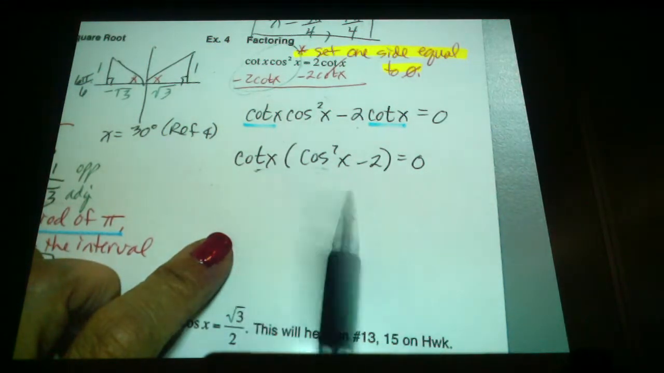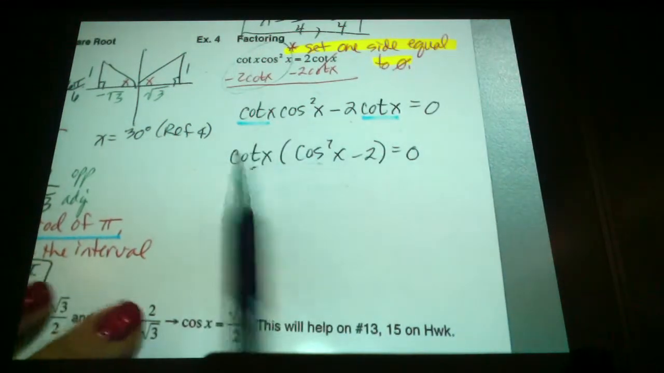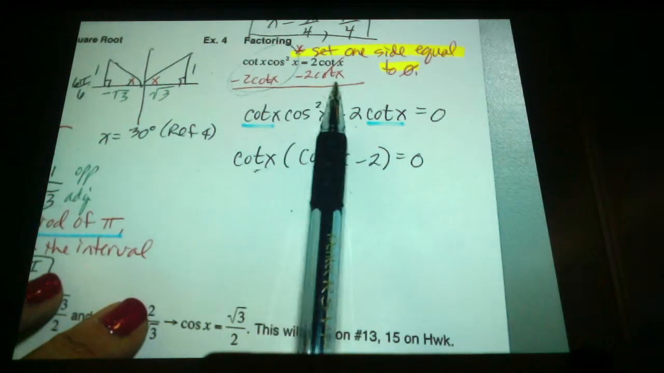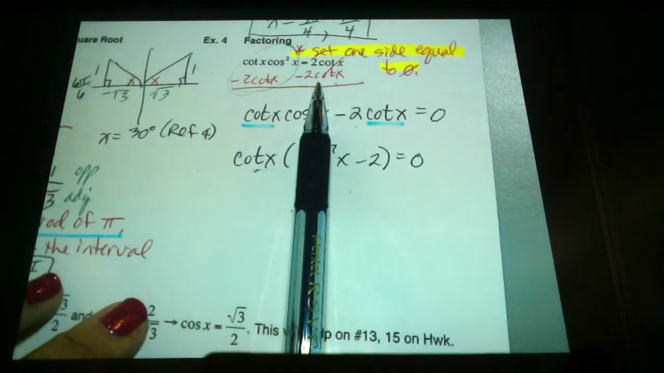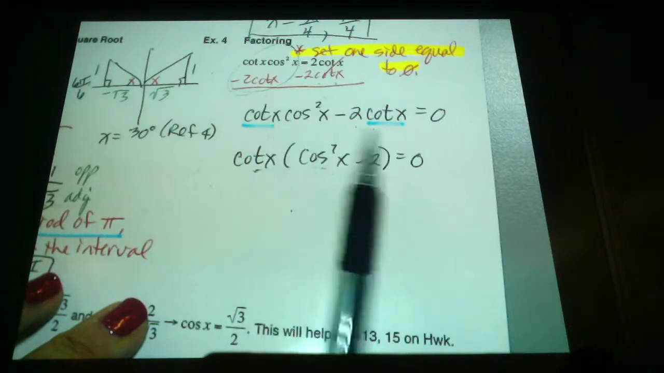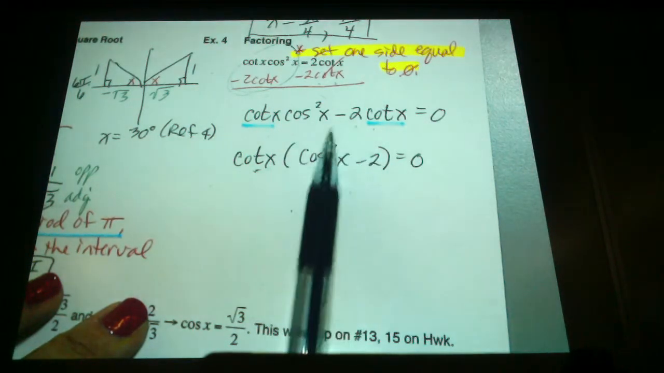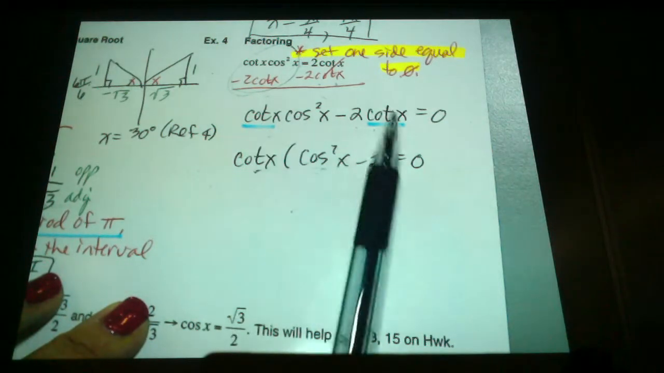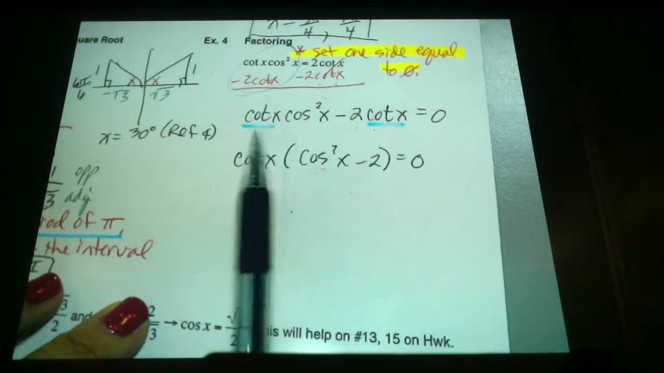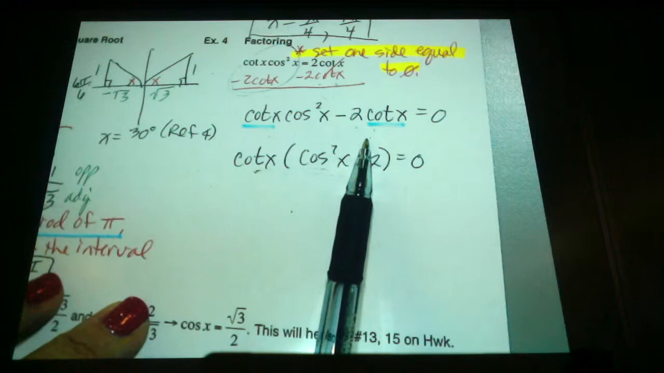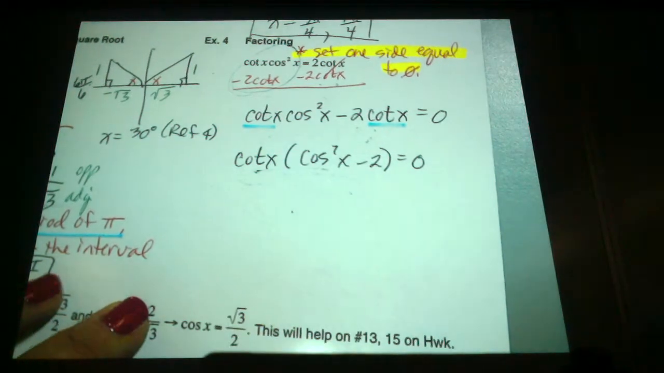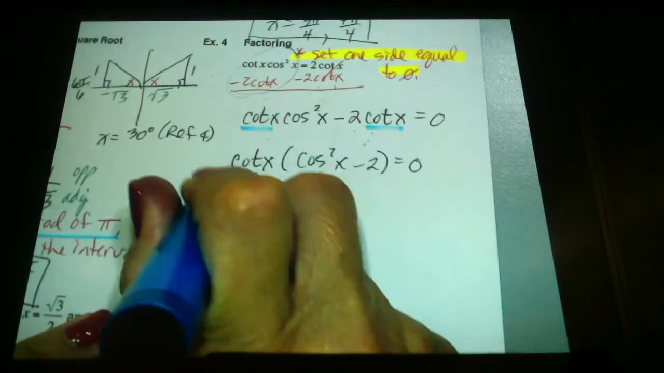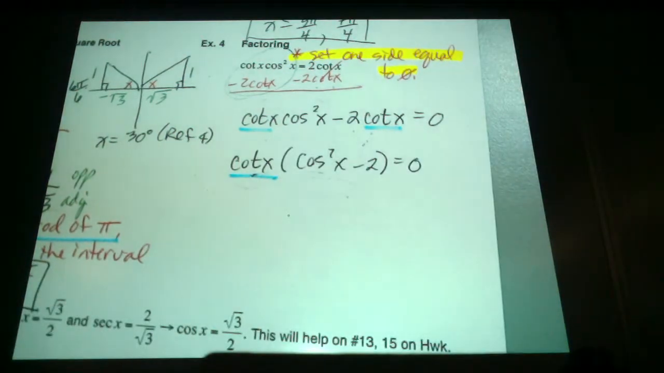Why did I write this? Because we want to factor in order to solve. So when I subtracted the 2 cotangent of x from both sides, I got these 2 terms, right? Those terms are separated by addition or subtraction signs. This term has a cotangent of x, that term has a cotangent of x. So they have one in common, which is the greatest common factor. So I pulled that out in front here. Then I divided each of those terms by cotangent of x, essentially took it away, and wrote down what I had left.